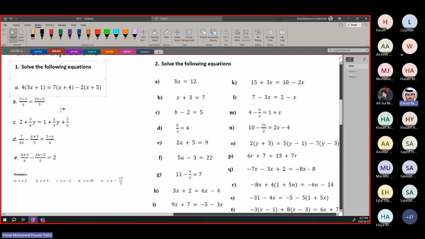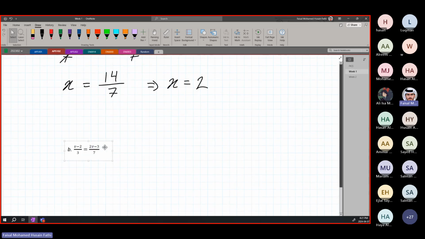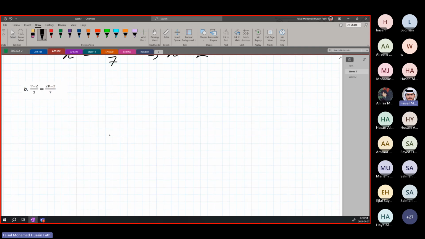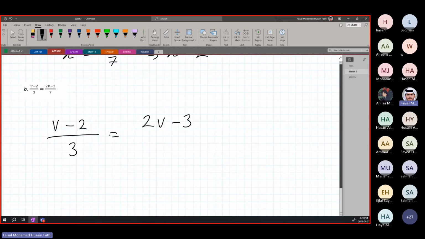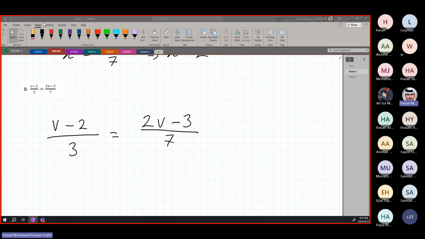And that's for a basic one. Now let's do B. Here we have fractions. And then here, the question says v minus 2 divided by 3 is equal to 2v minus 3 divided by 7. And then what you have to do here is something you guys most probably are familiar with, called cross multiplication.